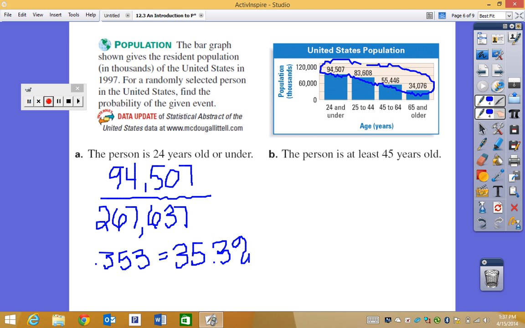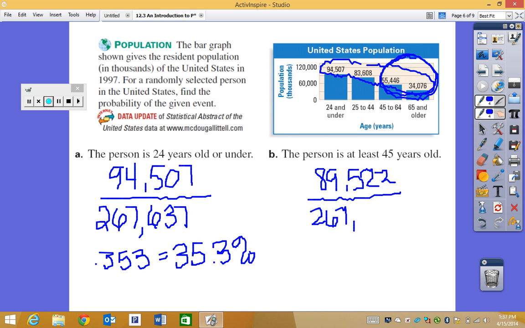35.3%. The person is at least 45 years old. So at least means they could be 45 or older. So then in this case, I need to add these two together, which is going to be 89,522, and again divided by the total that were surveyed, which is 267,637. And remember, these are also in thousands. So we would add our extra zeros on. But that comes out to be about 0.334, which is about 33.4%.